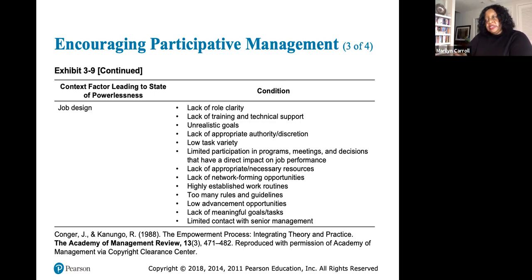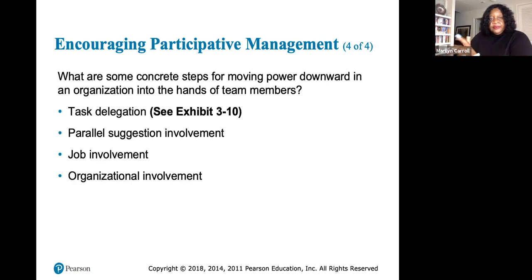Limited contact with senior management. We have too many levels sometimes in organizations. And if your shop is running right, you may not need as many of the managers that you think you have. And this is a reference she had from back then, but even to this day, I agree with this. Encouraging participative management. What are some of the concrete steps for moving power downward in organizations into the hands of teams? What are your thoughts?